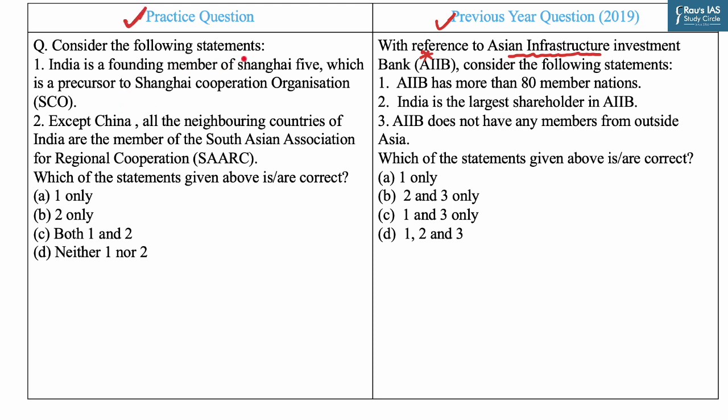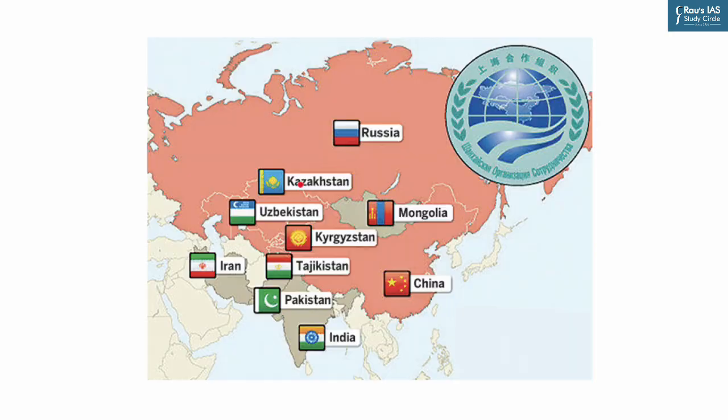Question says, consider the following statements. You have to identify the correct statements. Statement 1 says, India is a founding member of Shanghai 5, which is precursor to Shanghai Cooperation Organization. Now this statement is incorrect. At present, there are 10 members of the SCO, that is Shanghai Cooperation Organization, namely Russia, Mongolia, China, India, Pakistan, Tajikistan, Kyrgyzstan, Uzbekistan, Kazakhstan, and recently Iran has been given approval to be added as a member of SCO.